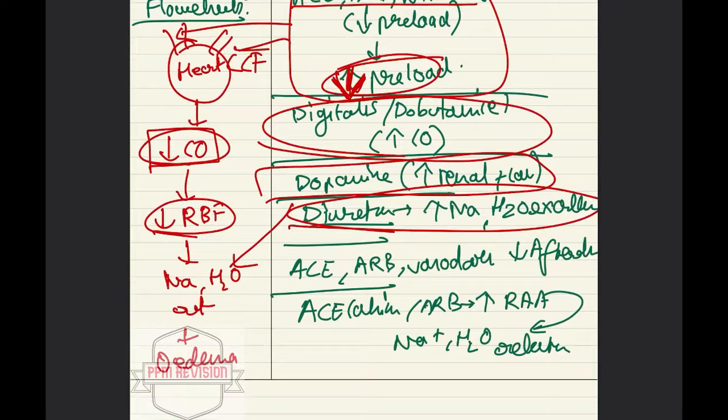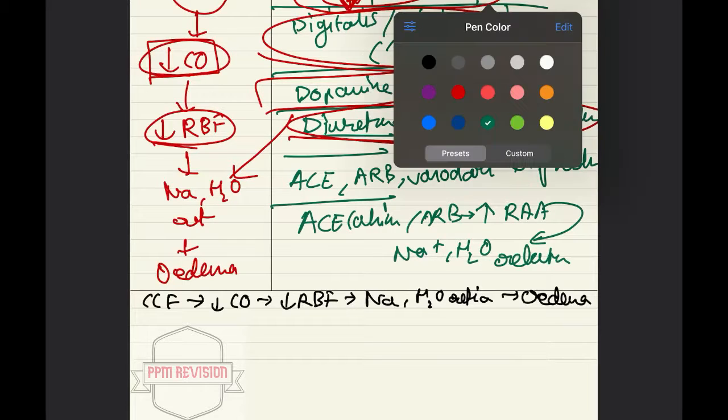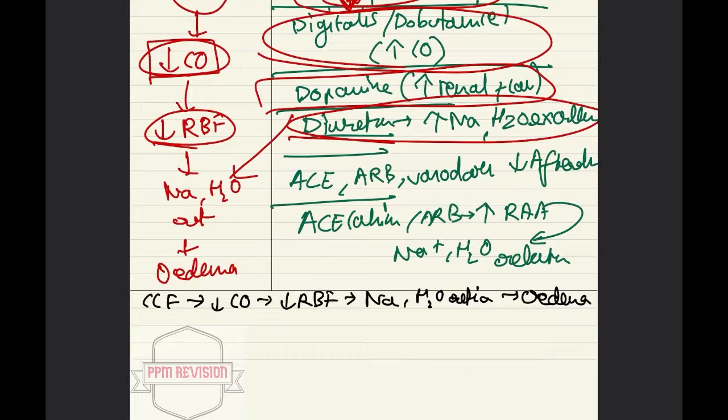So I'll just summarize this. Basically in CCF there is decrease in cardiac output and reduced renal blood flow, and there is sodium and water retention, and there is edema. These are the common things. So at each stage, let me tell you what should be used. In case of increased preload or increased afterload, we can use ACE or ARBs. In case of increased preload, we can also use nitrates, as well as vasodilators.